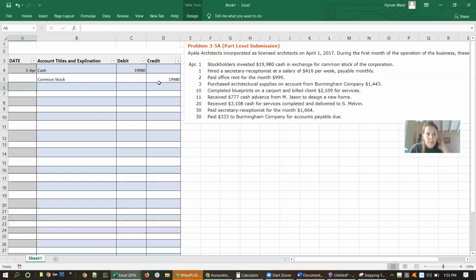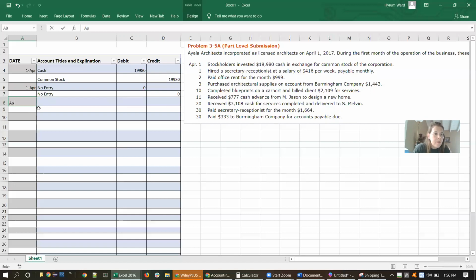And then we can go to transaction number 2, which was also on April 1st. And it said, on April 1st, they hired a secretary receptionist at a salary of $416 a week, payable monthly. And because that doesn't change our balance, we can just put no entry in the recording section. And because it doesn't change a debit or a credit, we can put 0 in the debit and 0 in the credit.